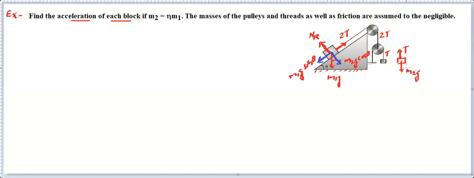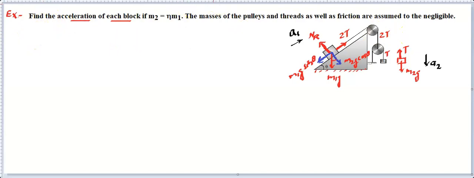m2 FBD is very very simple. Now what will happen if it is going downside by certain acceleration, let's call it a2, then this system will be moving upside with acceleration a1. Okay, and we can write the equations in the direction of acceleration, and that will be helpful for us.